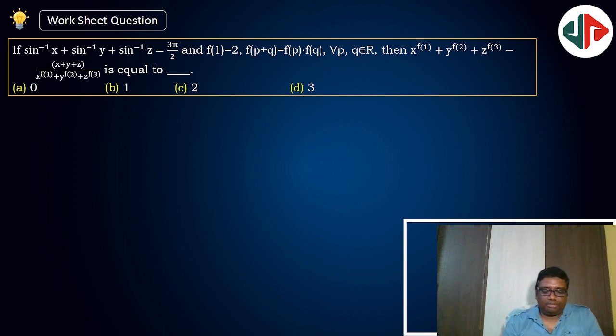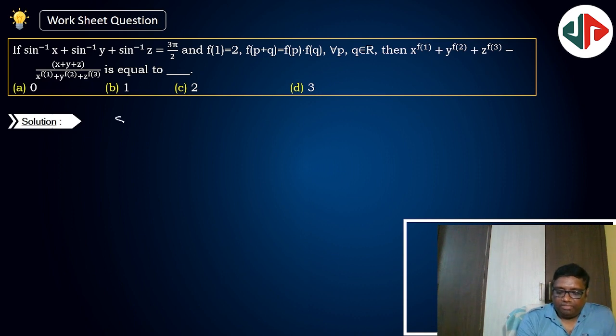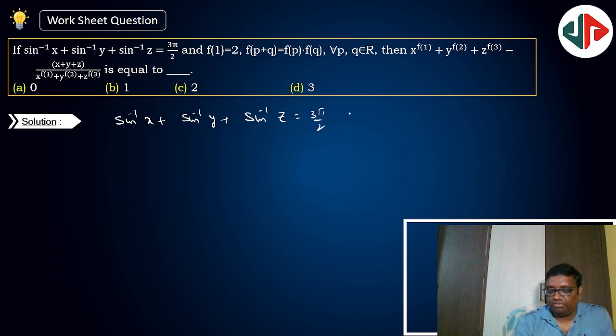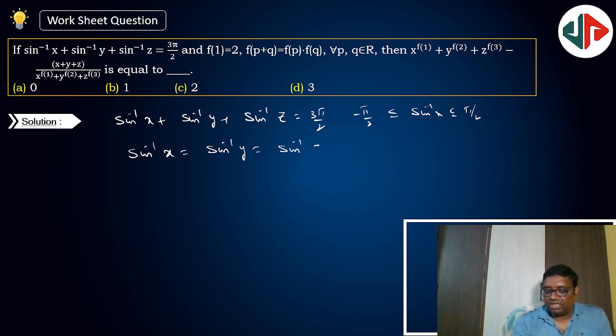Here, simple observation only. Sine inverse of x plus sine inverse of y plus sine inverse of z is equal to 3 pi by 2. But what is the range of the sine inverse function? Lying between minus pi by 2 and plus pi by 2 only. So the maximum value is pi by 2. So the sum of these three values is equal to 3 pi by 2 if and only if sine inverse of x is equal to sine inverse of y is equal to sine inverse of z is equal to pi by 2. If and only if x is equal to y is equal to z is equal to 1.